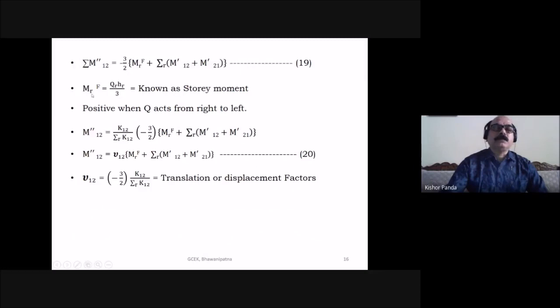This is known as the story moment. MRF is equal to QR HR by 3, and this is called the story moment. It is positive when Q acts from right to left. You have to consider it positive when it is acting from right to left. So M''12 is equal to K12 by summation of K12 into minus 3 by 2 MRF plus M'12 plus M'21. Because when horizontal loading is acting, you have to find out the story moment.